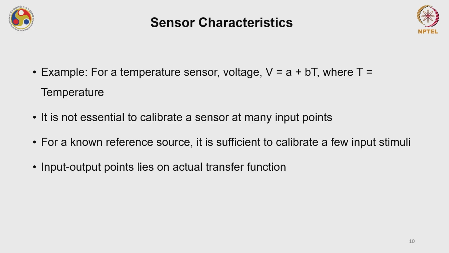Particularly, it helps in finding the variables for the transfer function. An example is a temperature sensor, say the voltage is A plus BT, where T is the temperature. It is not essential to calibrate a sensor at many input points. So for this particular sensor, I do not have to calibrate at all the points in the range where it is operating. For a known reference source, it is sufficient to calibrate at just a few input stimuli, since the input-output points lie on the actual transfer function.